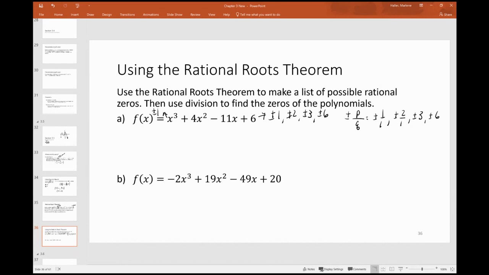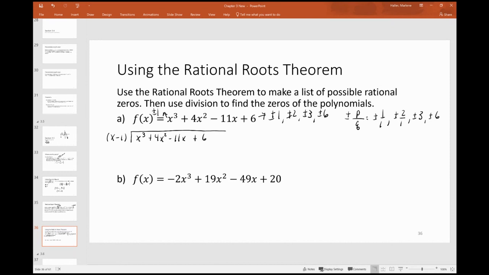All right, so let's see. Maybe positive 1 is going to be a root. If positive 1 is a root, that means that x minus 1 is a factor. So let's just make sure. We'll do long division here to see if x minus 1 evenly divides into x cubed plus 4x squared minus 11x plus 6.